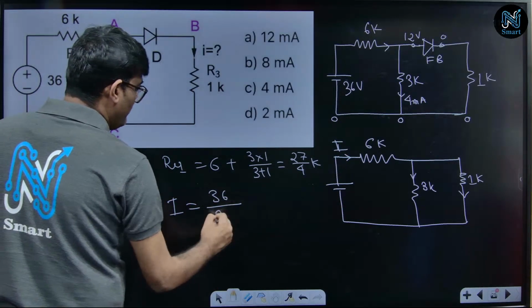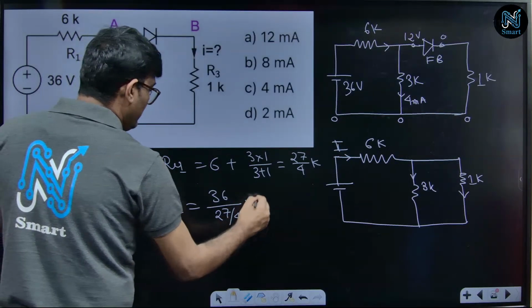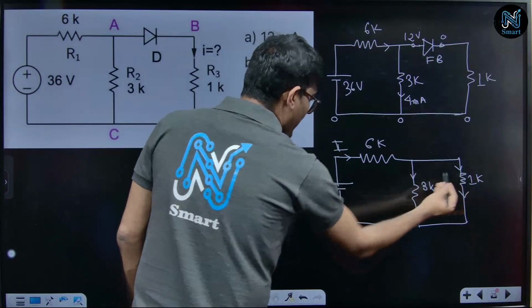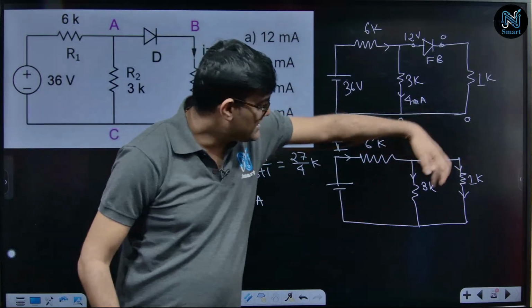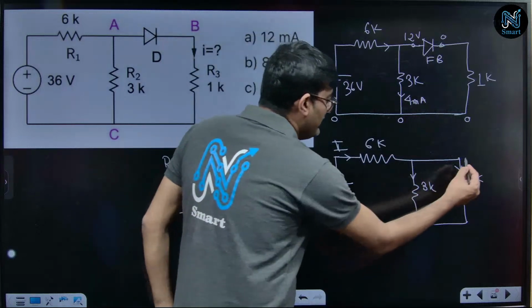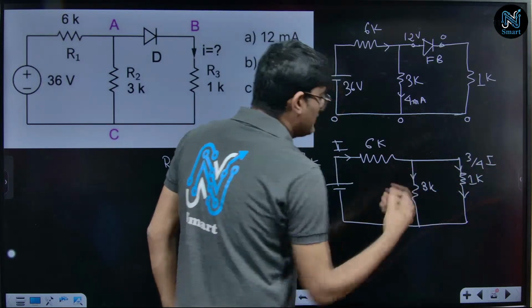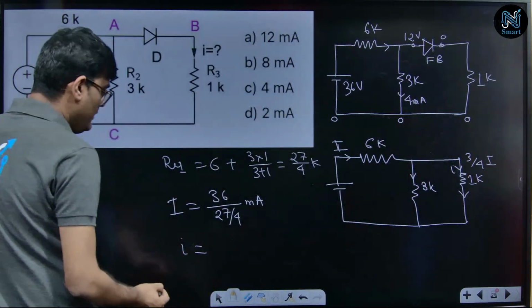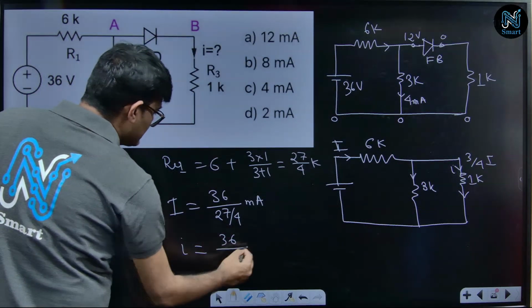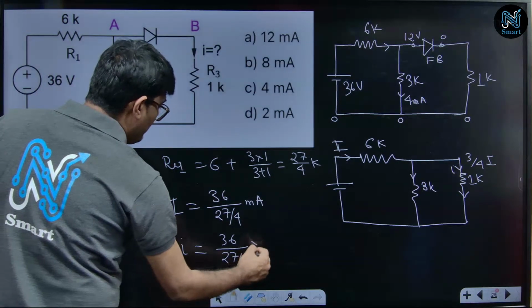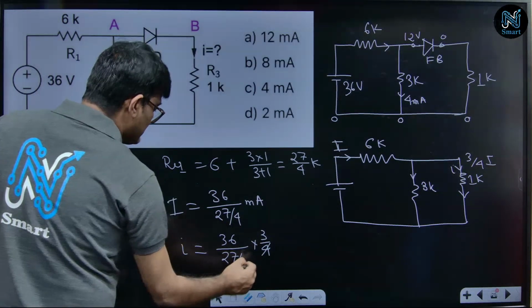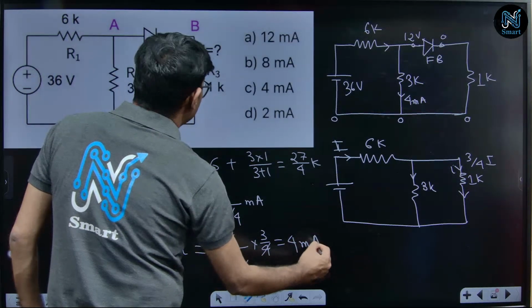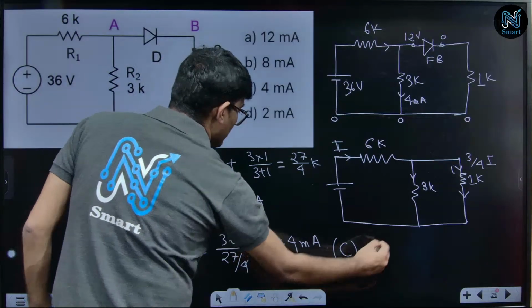So what is this big current I sent by the battery? 36 by R equivalent. It is milliampere, কারণ কিলো ওহমে ডিভাইড করছি। আর এই কারেন্টটা এই দুটো প্যারালাল রেজিস্টারসে ইনভার্স রেশিওতে ডিভাইড হয়ে যাবে, তাই না? তার মানে এই কারেন্টটা 3/4 অফ দ্য টোটাল কারেন্ট ক্যারি করবে। So the value of I which is in the question, this is 36/27/4 multiplied by 3/4. So 4 cancel করে দাও and this is 4 milliampere. I think my answer will be option C, 4 milliampere.